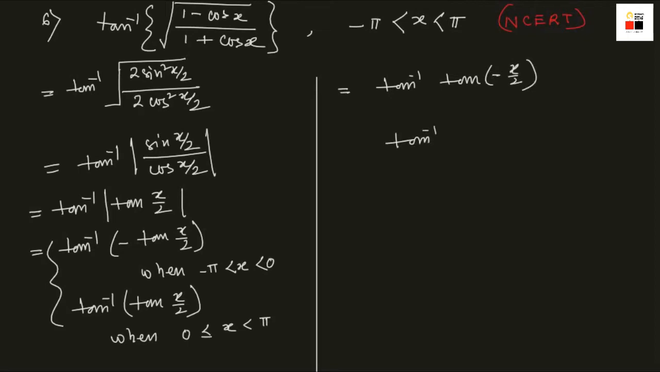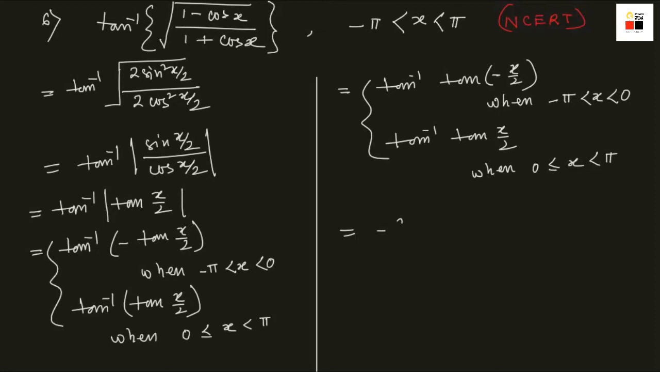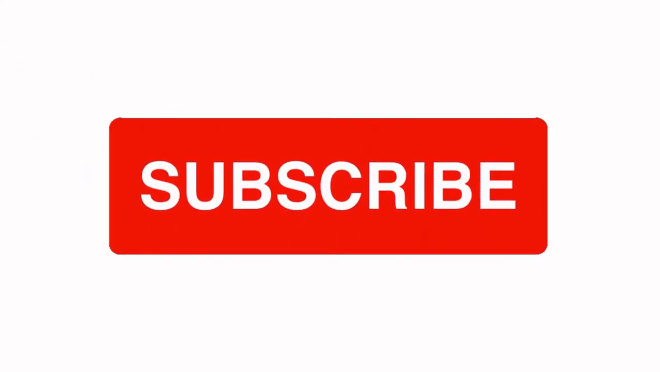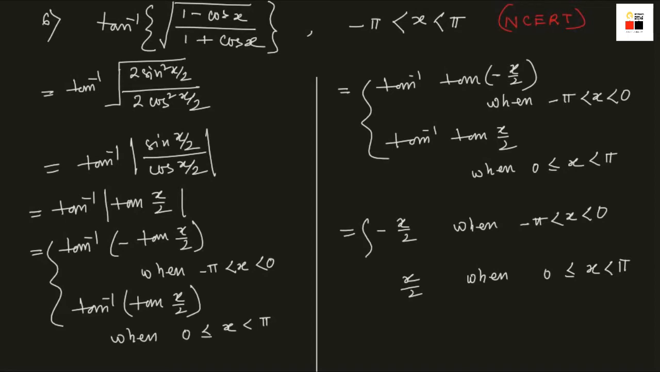And tan inverse of tan x by 2, when minus pi is less than x less than 0, and when 0 is less than or equal to x less than pi, is equal to minus x by 2 when minus pi is less than x less than 0, and x by 2 when 0 is less than or equal to x less than pi. This will be the answer.